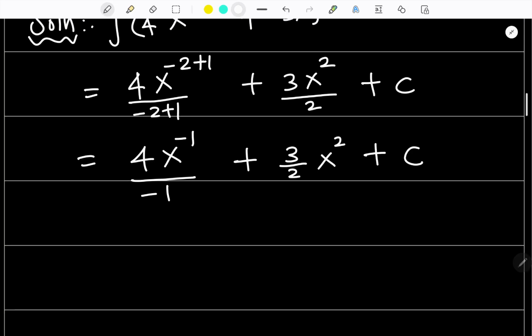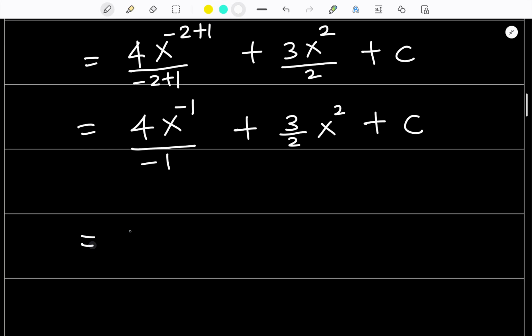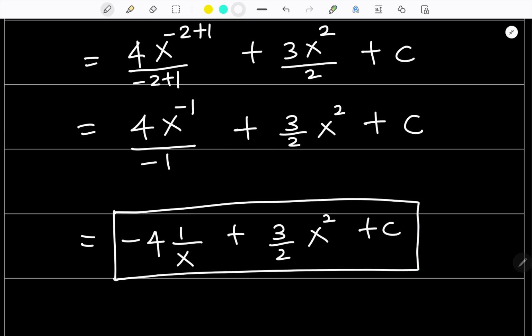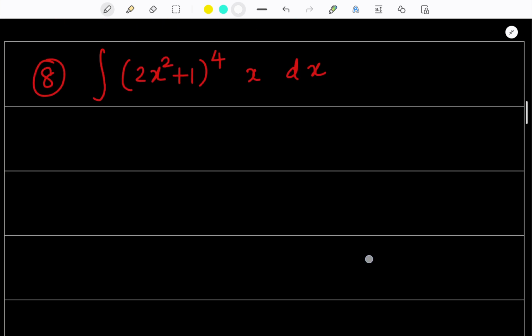You can stop it, but still it doesn't look nice. So what we are going to do, minus 4 I will take out, and this will be what? 1 by x, and then plus 3 by 2x square plus integrating constant c. You can also write like this. Let's go to the next question.